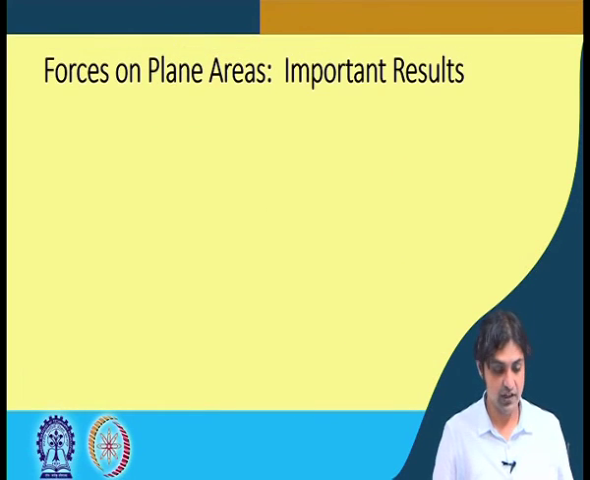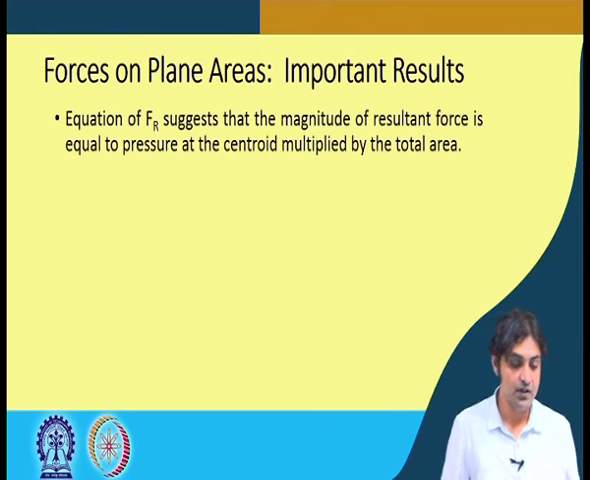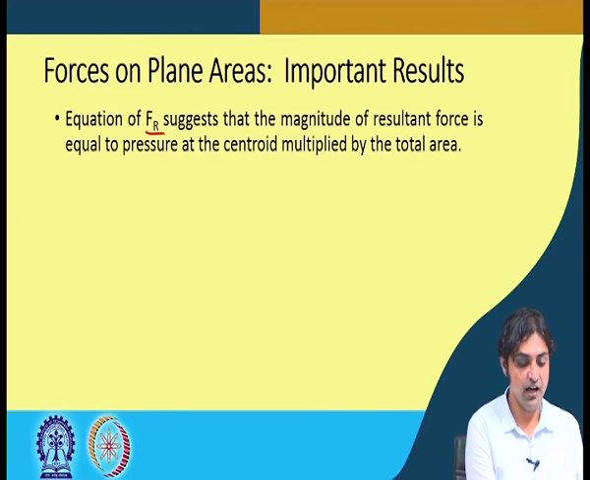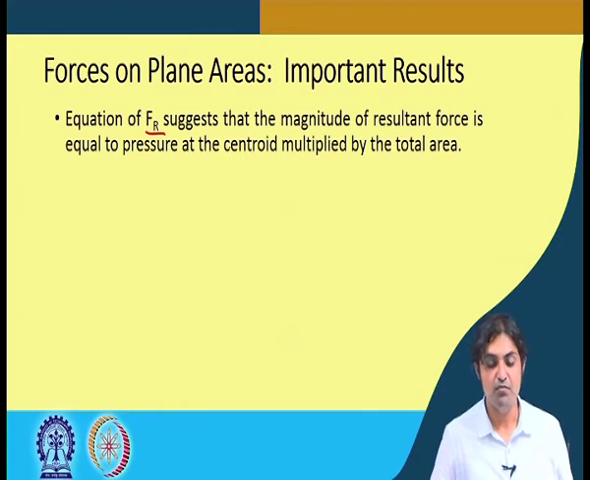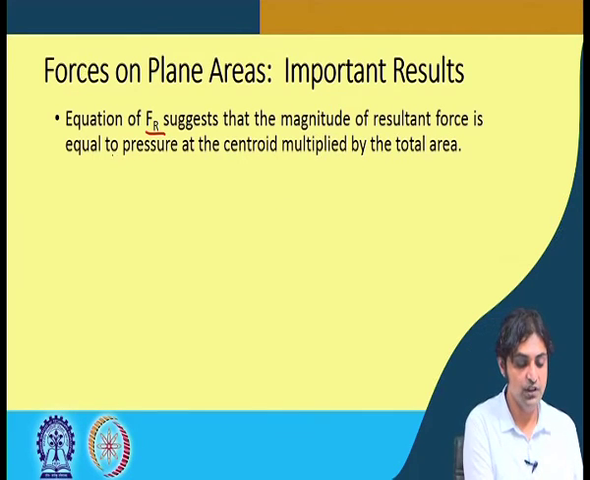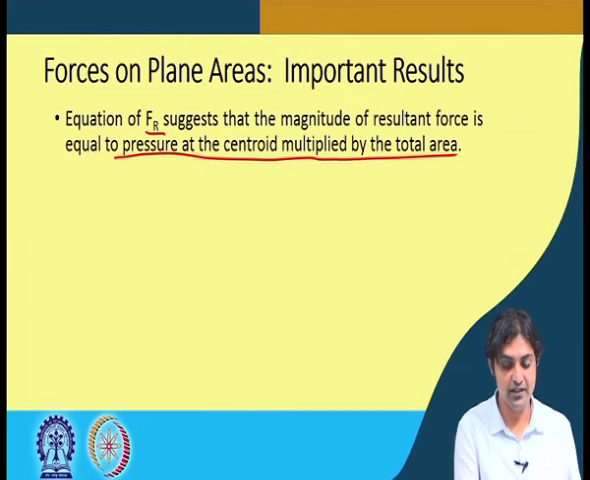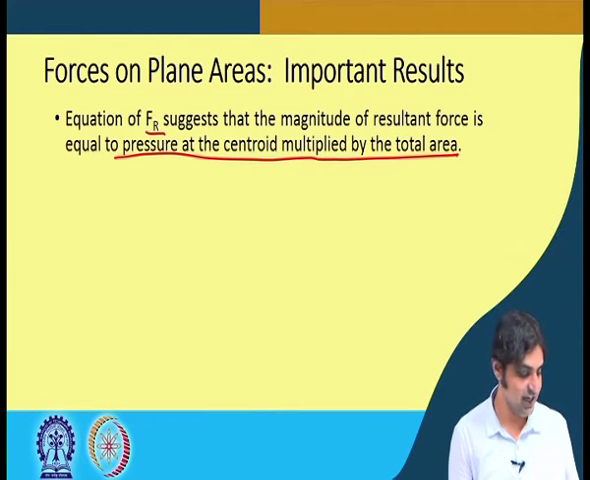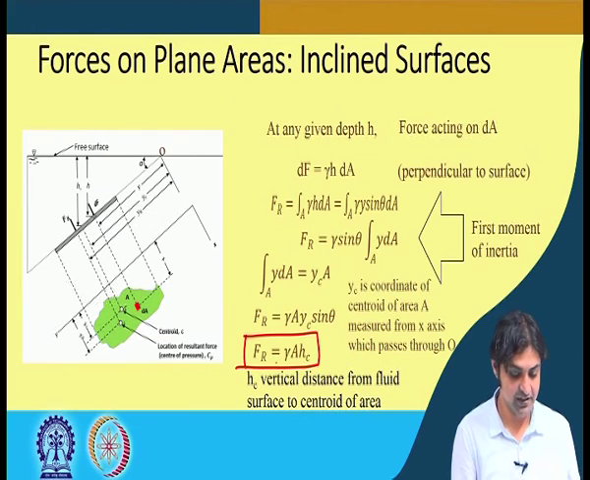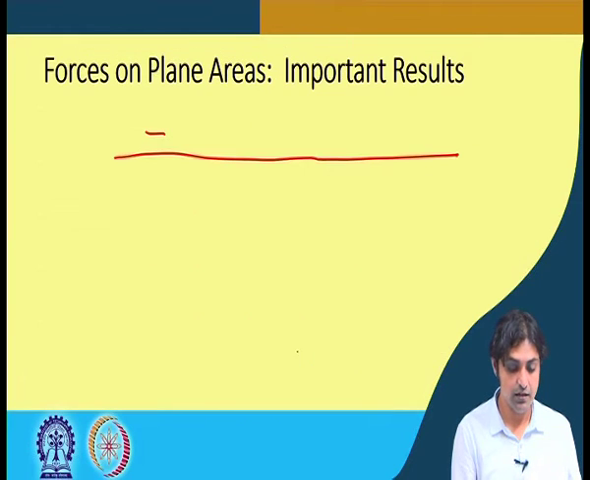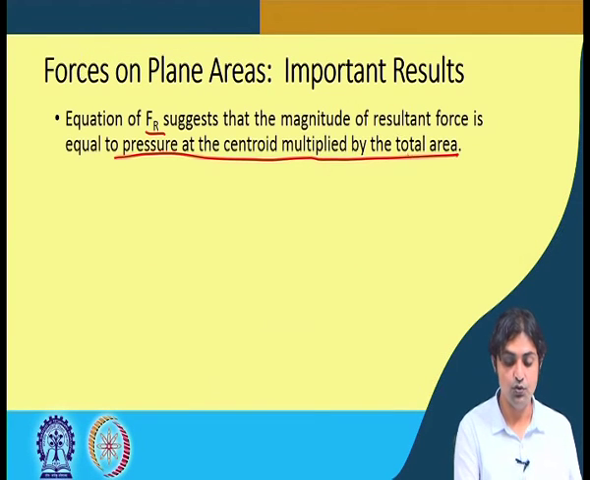So we proceed to the next slide, okay. This equation of FR suggests that the magnitude of the resultant force is equal to the pressure at the centroid multiplied by the total area, as you have seen here. See, pressure gamma yc sin theta multiplied by the total area.